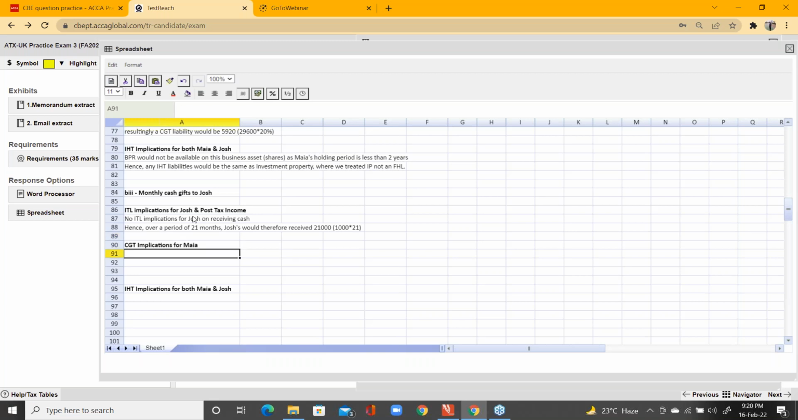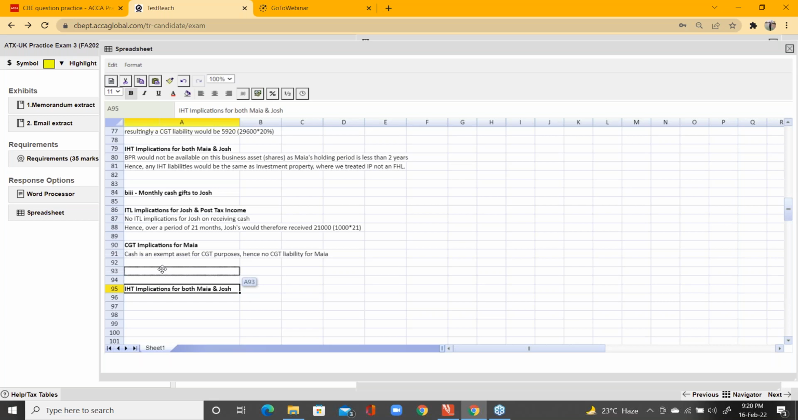Capital gain tax implications for Maya. Cash is an exempt asset for CGT purposes. Hence, no CGT liability for Maya.